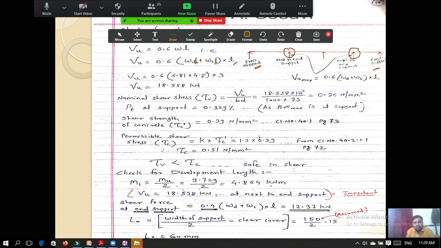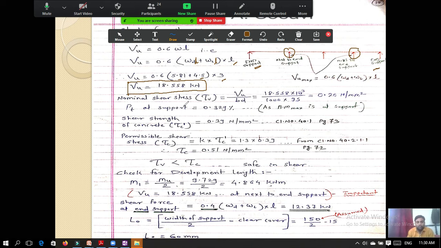So if you put the values, Vu is equal to 0.6, dead load is 5.81, live load is 4.5, multiplied by span, which is 3. You will get the maximum shear force. This is the value of the maximum shear force.